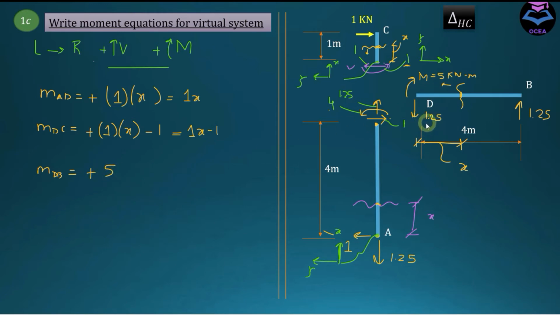plus 5, and this force 1.25 is creating a counterclockwise moment above this section, and it has a perpendicular arm of x. So this moment is going to be negative 1.25 into x. And these are the moment equations for the virtual system.